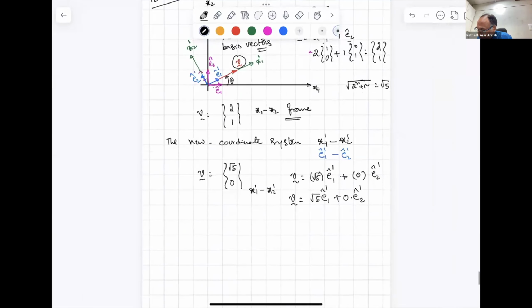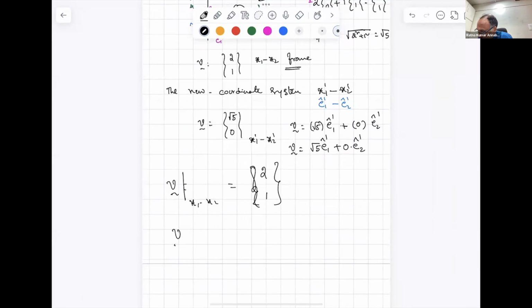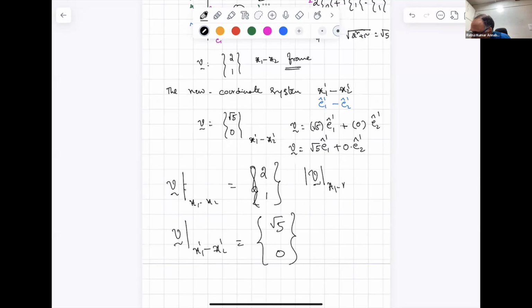So my vector v, if I carefully observe it, when written with respect to the x1, x2 frame, is represented as 2 and 1. The same vector v, represented in the x1 dash, x2 dash frame, is written as root 5 and 0. In both cases, the magnitude of this vector is root 5, right? The magnitude with respect to x1 dash, x2 dash is also root 5. Do you see that?